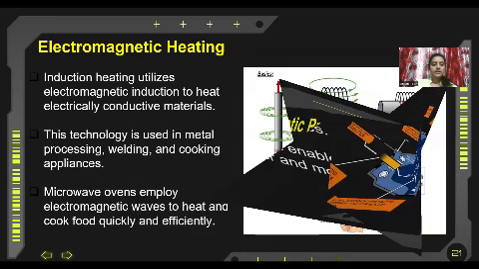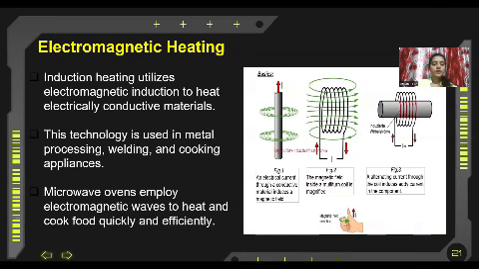Electromagnetic heating. Induction heating utilizes electromagnetic induction to heat electrically conductive materials. This technology is used in metal processing, welding, and also cooking applications, like the many cooking items which we use. Microwave ovens employ electromagnetic waves to heat and cook food quickly and efficiently.